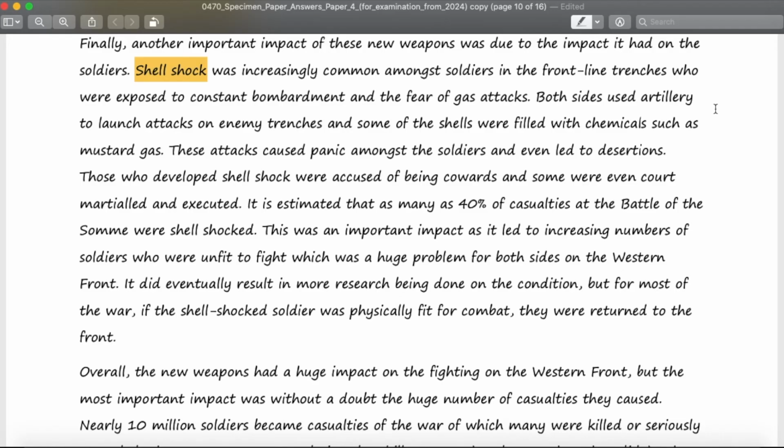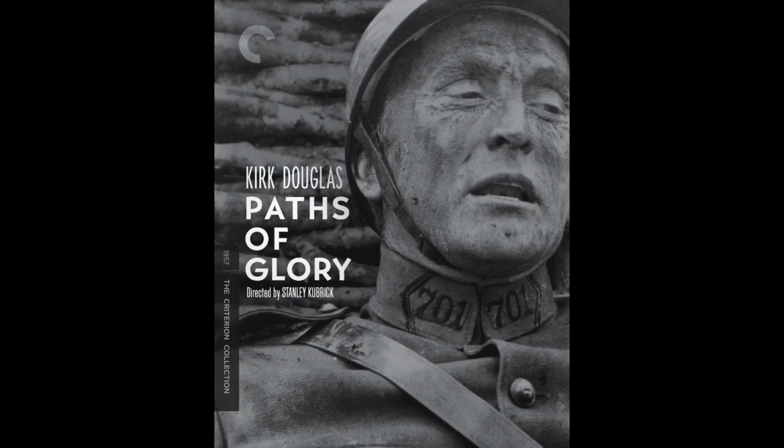Since this was a completely new form of warfare and shell shock was not understood at the time, there was a lot of court-martials and executions. There was a great Stanley Kubrick movie, Paths of Glory, I think it was called. Check that one out. That's about World War I in France and them court-martialing a soldier.